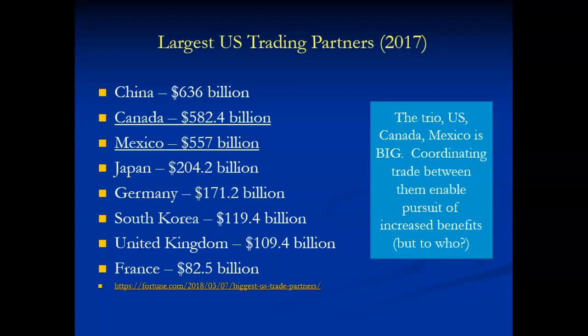Okay, so let's start with this and understand how important NAFTA is. It includes three of the top economic powerhouses in the world. That would be the US, Canada, and Mexico, as you can see here. This is in terms of the largest trading partners that the United States has. These were gathered together to create benefit.